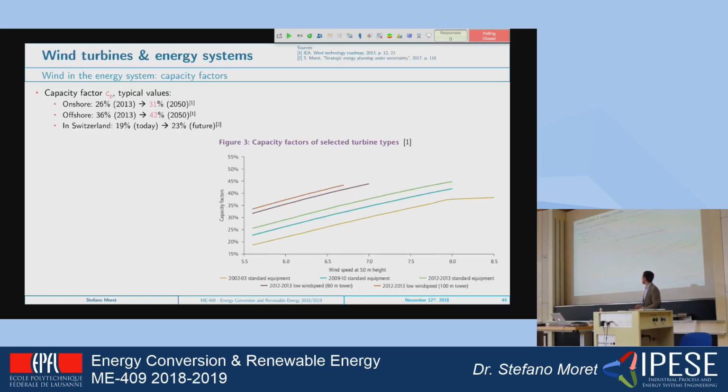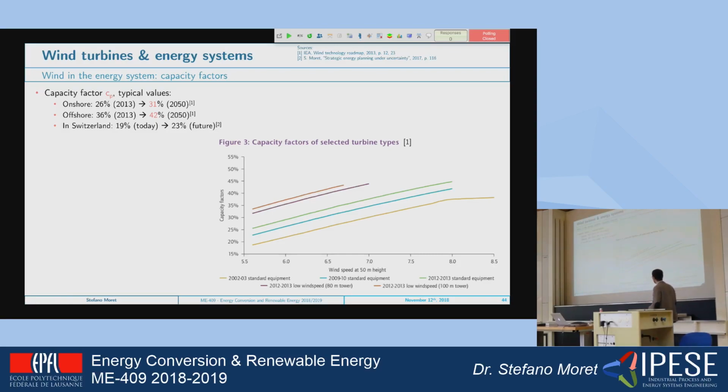For example, what are the capacity factors that we find in practice? In practice today, you can estimate a capacity factor of around 25% onshore and around 35% for offshore wind. Okay, I told you before that in Switzerland we have somewhat lower capacity factors. It is not so ideal to build wind turbines, but anyway they are in the order of magnitude of around 20% today and expected to increase in the future.